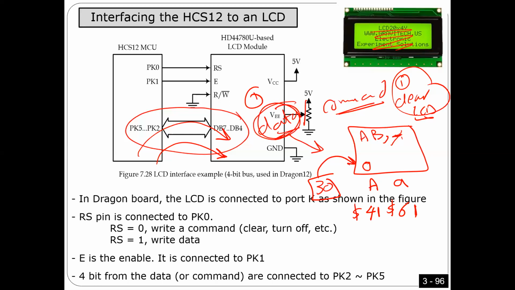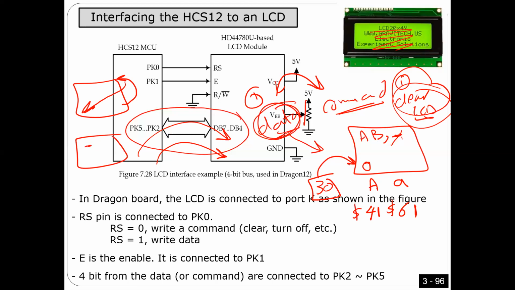I'm going to teach these commands in detail, but for now I want you to understand the difference between data and commands. With commands, you are asking the LCD to do something, like clear the LCD, or move from line 1 to line 2, or from line 2 to line 1. Also, if you have a cursor, you may want to move the cursor right or left, and so on. I'm going to give you more details about commands.